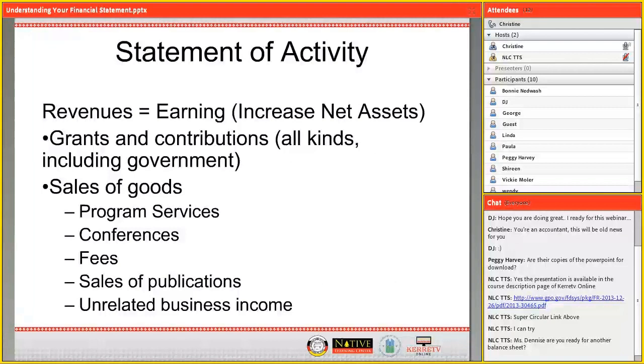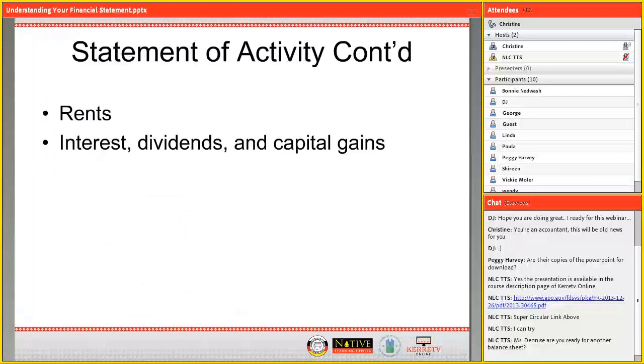Okay. Revenues, earnings, increases, which increase your net assets. Grants and contributions, all kinds including government. Sales of goods, program services. If you all offer conferences, and you charge for that, that's a program. That's a fee you've earned. Sales of publications, unrelated business income. Rents, interest, dividends, capital gains. Questions on that? Those are all top of the page.